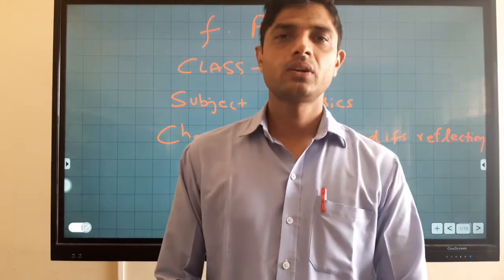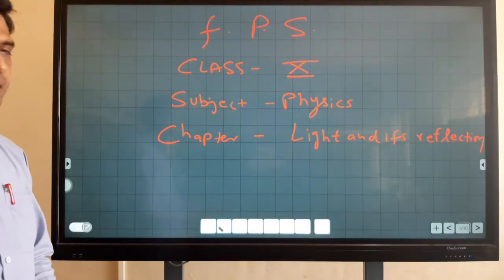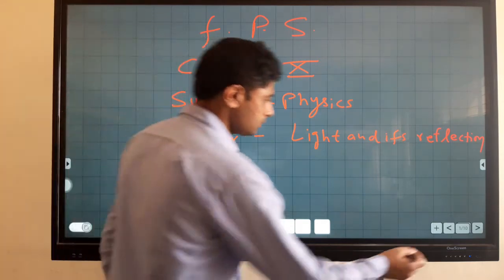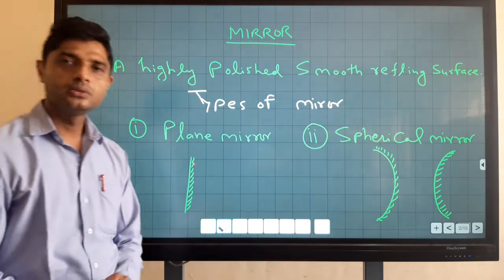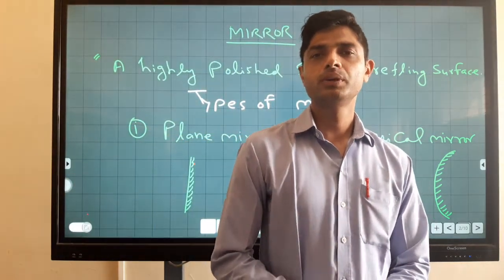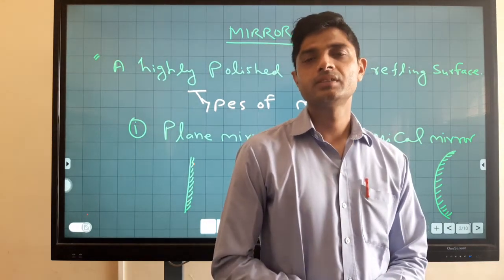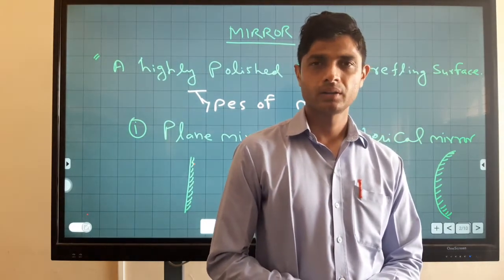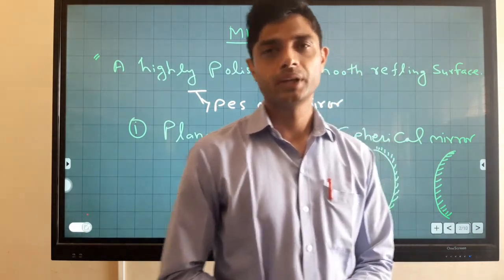Today I am going to take the lecture of 10th class, subject physics, chapter light and its reflection. Today's first topic is mirror. As you know, we use a mirror to see our face. Why do we use a mirror to see our face? Because reflection takes place in a mirror, so we can see our face in a mirror.